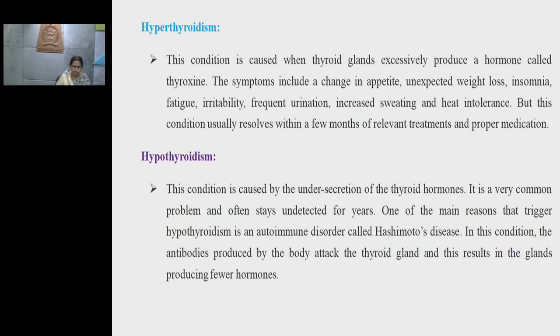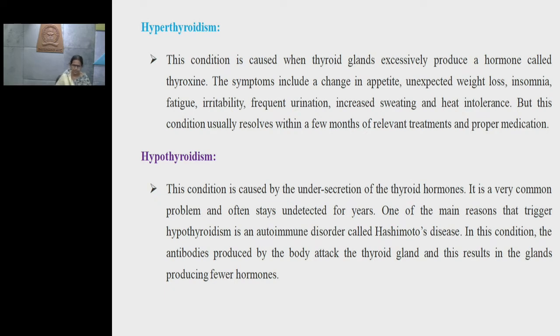Then hyperthyroidism. This condition is caused when the thyroid gland excessively produces the hormone called thyroxine. The symptoms include a change in appetite, unexpected weight loss, insomnia, fatigue, irritability, frequent urination, increased sweating, and heat intolerance. But this condition usually resolves within a few months of relevant treatment and proper medication.